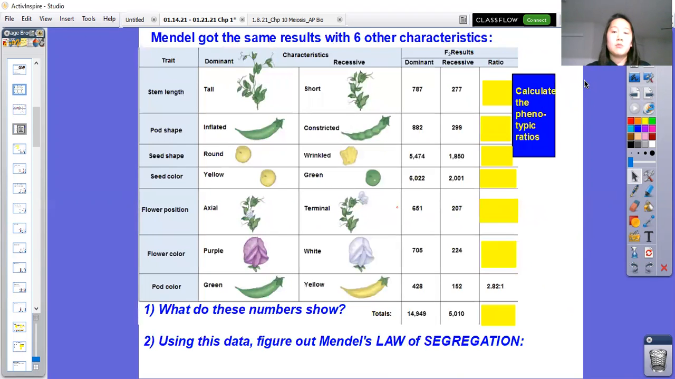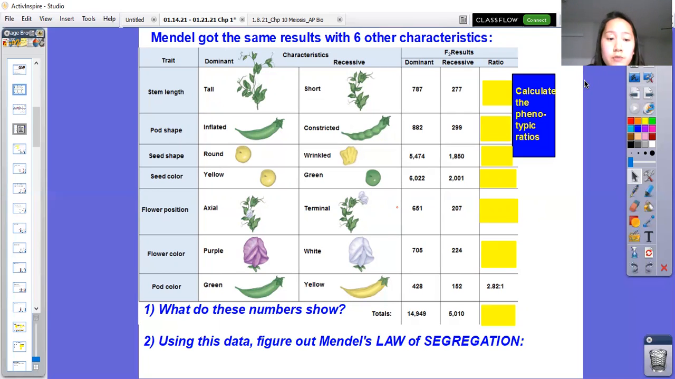So Mendel got the same results with 6 other characteristics. So I'm going to ask that you calculate out the ratios of dominant and recessive for stem length, pod shape, seed color, flower position, flower color, and pod color. So I want you to calculate the phenotypic ratios that he saw. For example, 787 divided by 277. That gives you a number, which is the number that belongs to the dominant phenotype. You'll round it to the nearest whole number, and then the recessive should always be 1, since that is the denominator that you're dividing by.